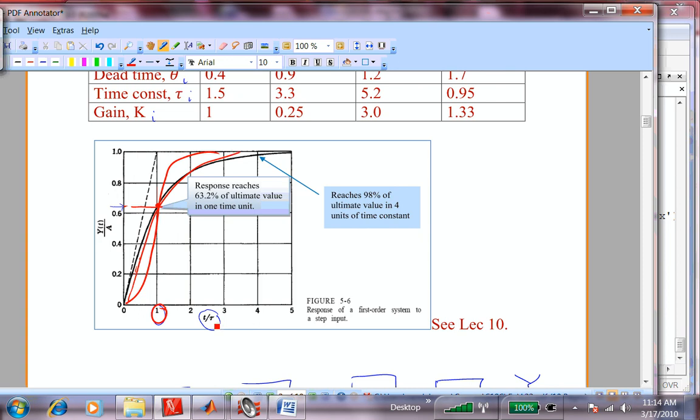This particular graph is normalized, plotted as t over tau. That's why it occurs as 1. But I'm going to plot it in terms of t. And when you do that, you will see when it reaches that 63%.